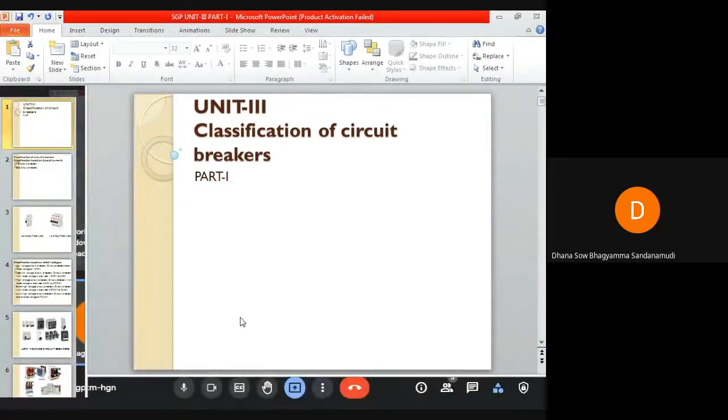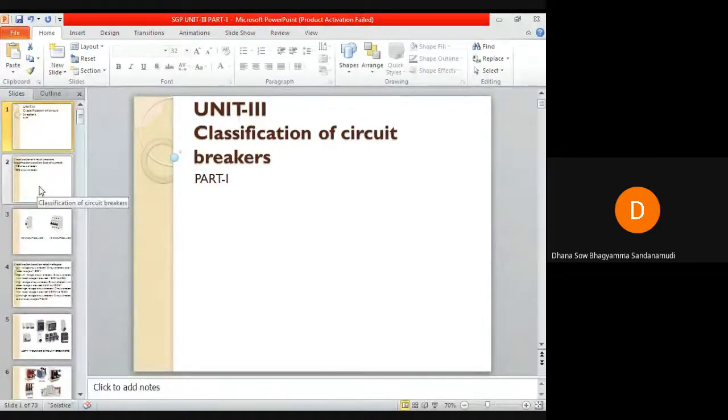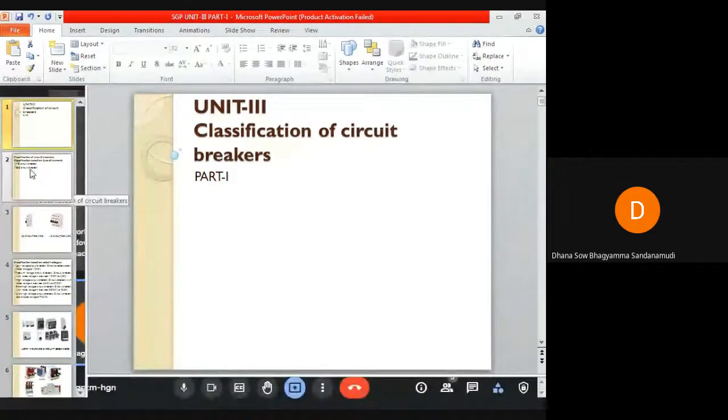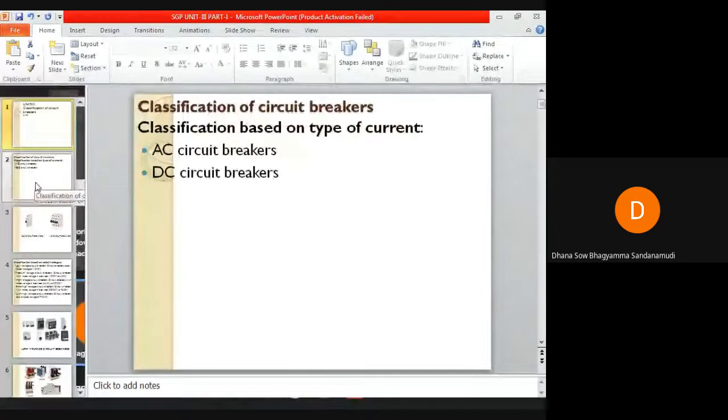Good morning to all. The next unit is classification of circuit breakers. In this unit, we are going to see different types of circuit breakers, and we are going to learn their construction, working, and what their advantages and disadvantages are.